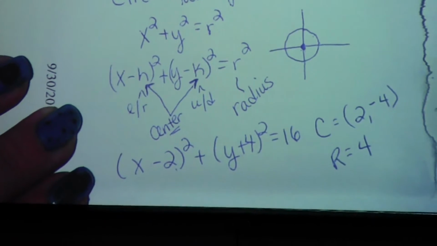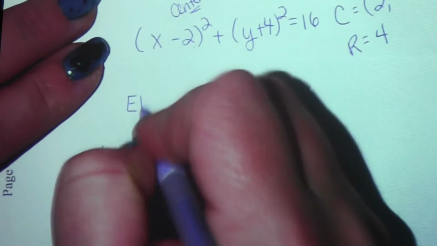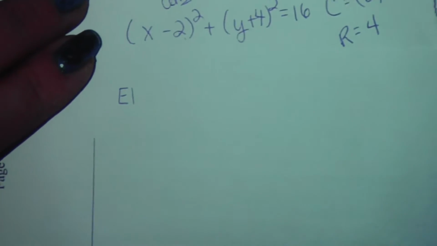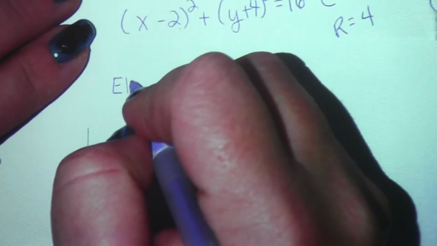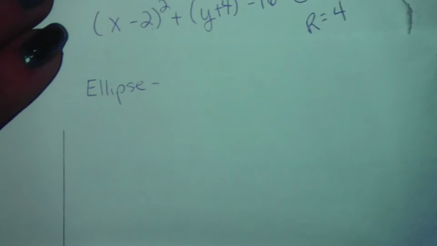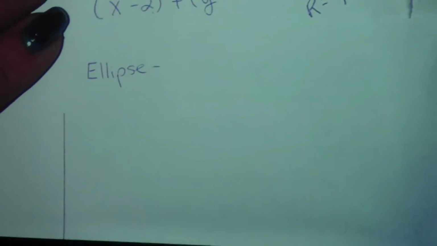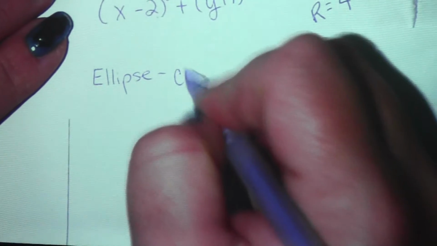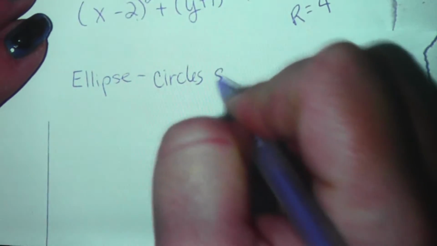Perfect. And Miss Boyer, we did one more thing with those yesterday, and we said, well, if we stretch out a circle in one direction or another, it was called a what? Ellipse. E-L-L-I-P-S-E. And ellipses were also not functions. They were just circles that are stretched out or shrunk.